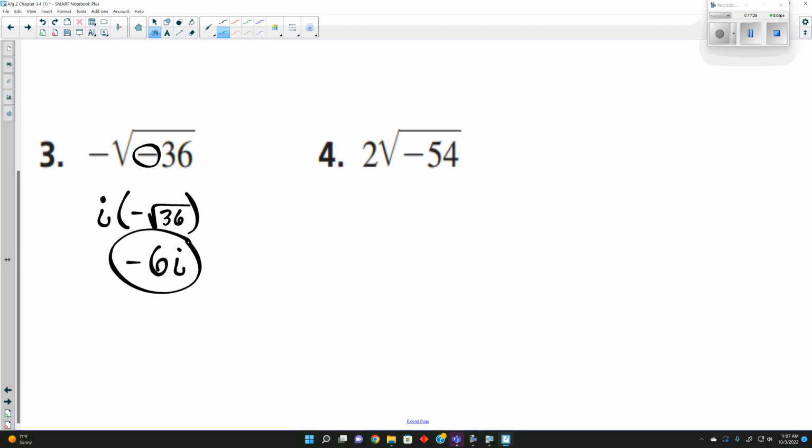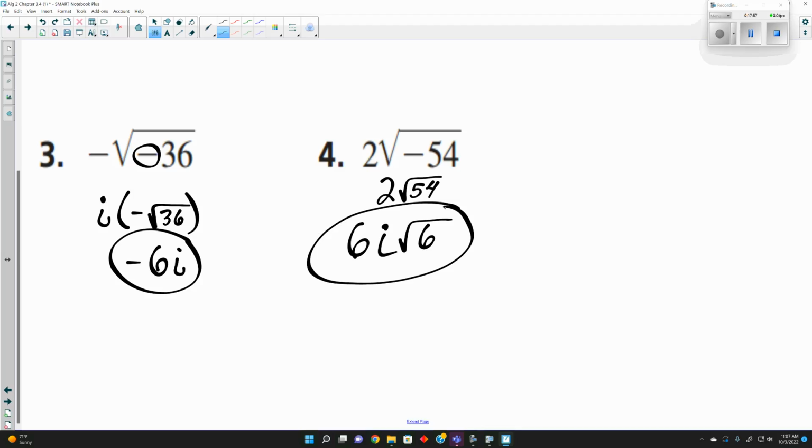So the last one we have is 2 times the square root of negative 54. Well, we know for certain our answer is going to have i, yes? Now the part that we need to simplify is the 2 square root of 54. And again, we can do 2 square root of 54, hit enter, and let it calculate it for us. So 6 square root of 6 is our answer, which will tell us that it's 6i square root of 6.